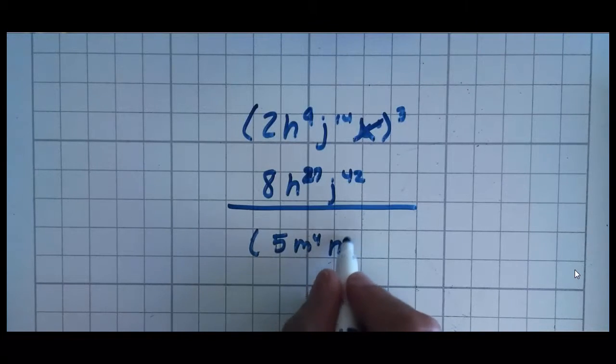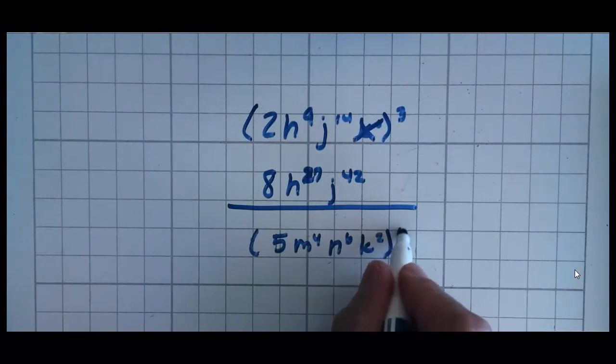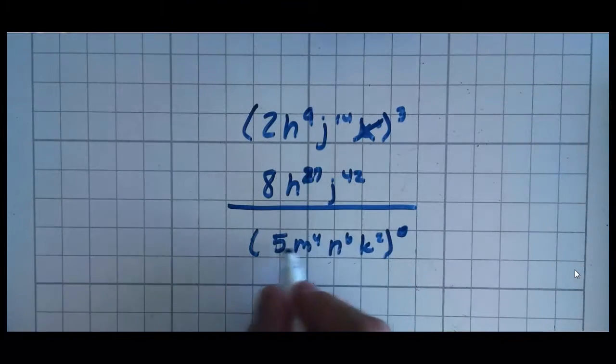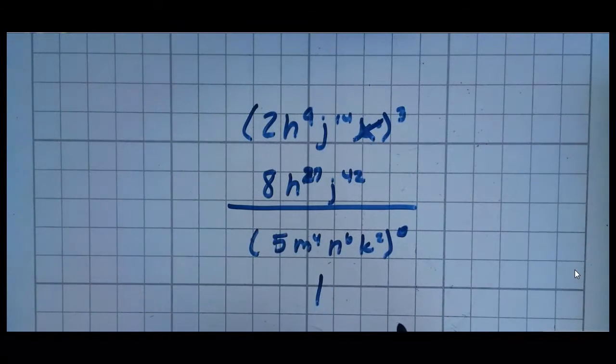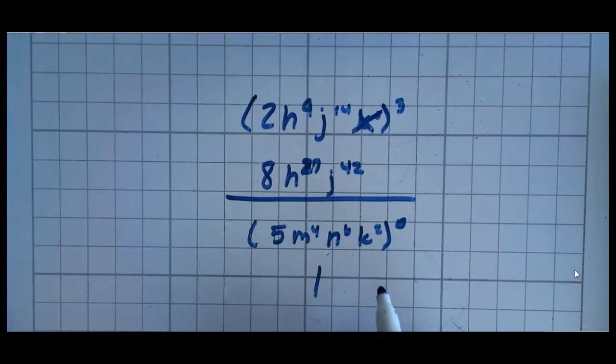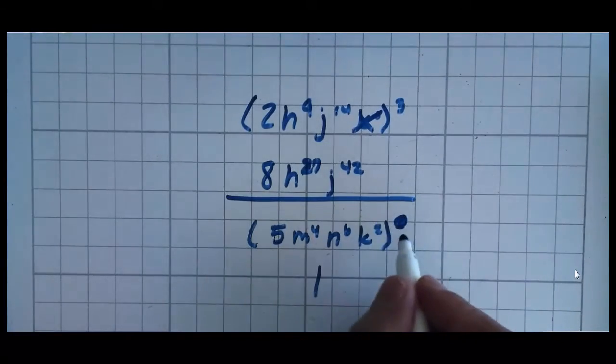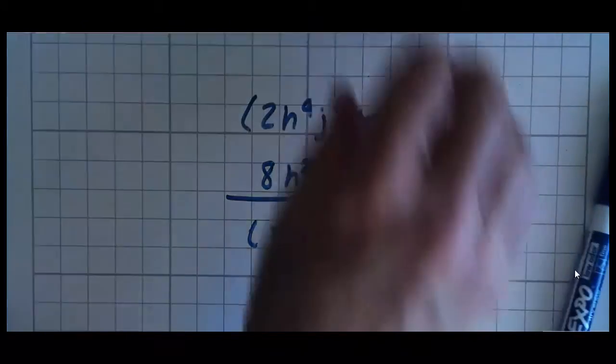That is true even if it's 5m to the 4th, n to the 6th, k to the 2nd, all raised to the 0 power, that whole thing becomes 1. So anything raised to the 0 power is 1. Please don't miss that. That's one of those ones they're going to try to trick you with. Don't let them. Be smarter than that. Anything raised to the 0 power is 1.